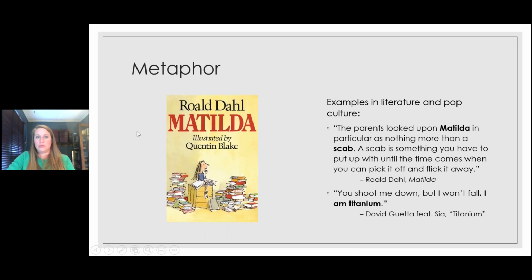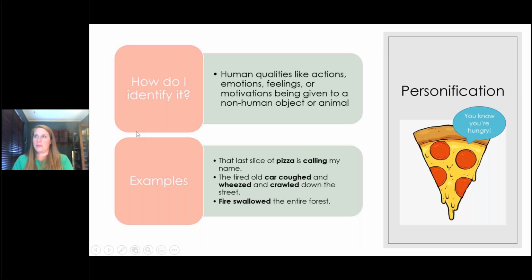Let's move into our next example. This one is pretty fun, I think. It's called personification. What we will find when we come across this in some reading is when human qualities or actions or emotions, maybe even thought processes and feelings, are being given to a non-human object or an animal.